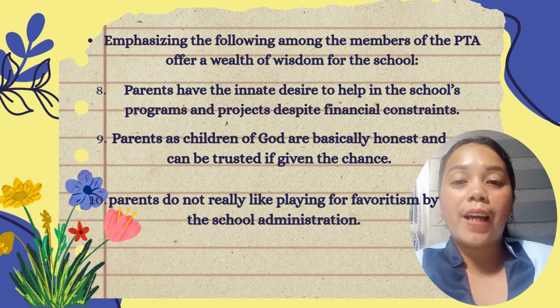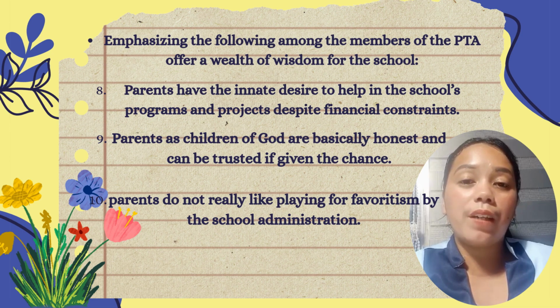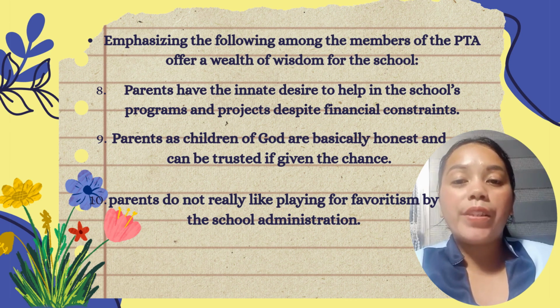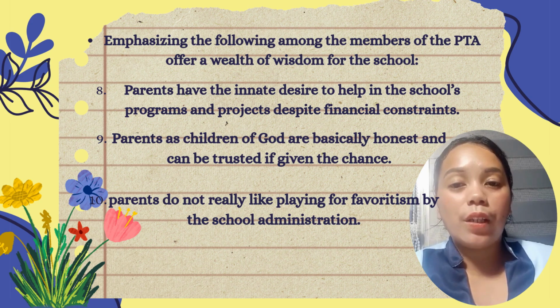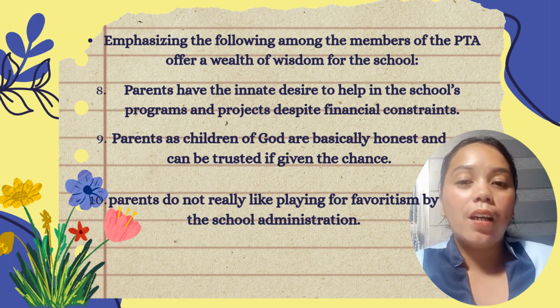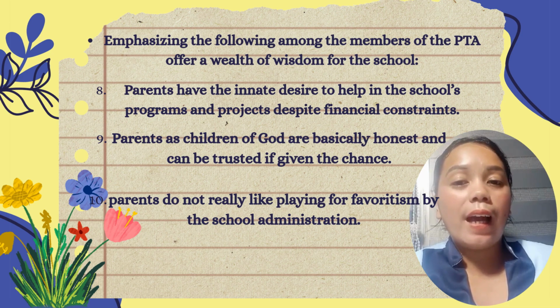Number 9, parents as children of God are basically honest and can be trusted if given the chance. So this means some parents are honest and can be trusted when given responsibility. For example, the school asks parents to collect fees for a school project. The parents handle the money carefully and report everything correctly. So that's why in a PTA they will select a trusted person so that the teachers will give the responsibility to those trusted parents.